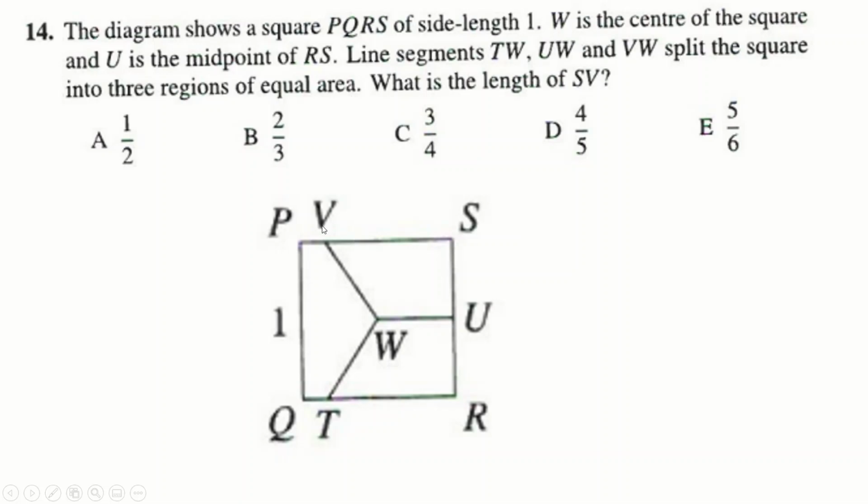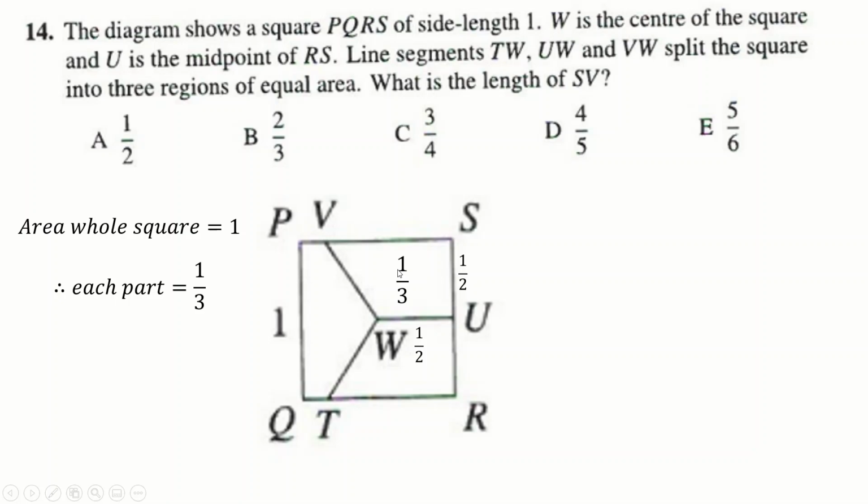14. We've got a square, side length 1. W is the center, which means this distance is a half. That's good. And it also means this distance is a half, because U is also the midpoint. Or this distance, maybe I could say instead. Doesn't matter. 3 regions of equal area. Now the area of the square is 1, because 1 times 1 is 1, which means the area of each of these things is a third. This is the fancy therefore symbol. I thought I'd show you that. Fun. So the area of this trapezium is a third.